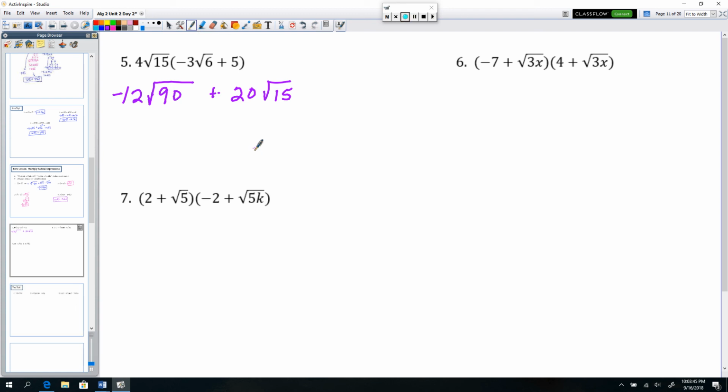Alright, now we need to look and see if there's any further simplification we can do. Within 90, there are perfect squares. We know there's at least one, right? There's a 9 in there. Within 15, we know there aren't any perfect squares. There's just a 3 and a 5. There's nothing else you can do.